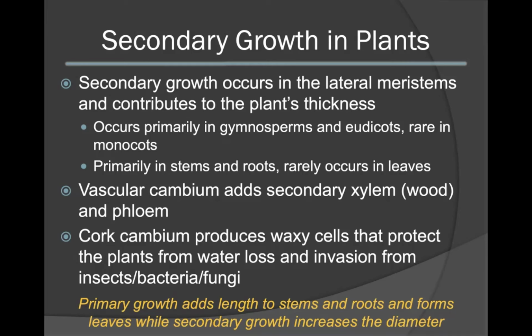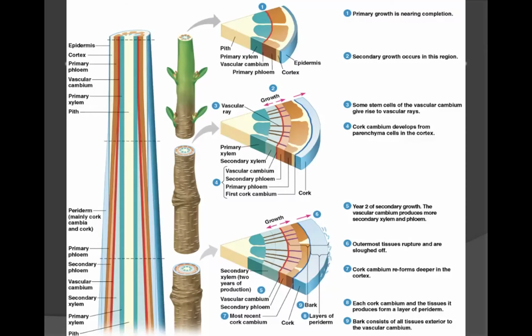Primary growth adds length to the stems and roots and helps form the leaves, while the secondary growth increases the diameter of the plant. This final slide depicts the primary and secondary growth in a typical eudicot plant. Note that the primary growth occurs in the apical region. Also note that the secondary growth does not occur until the primary growth is almost done.